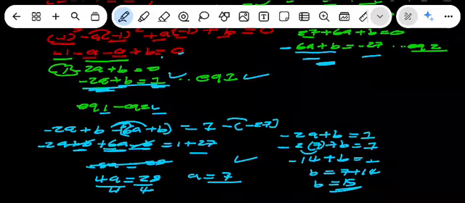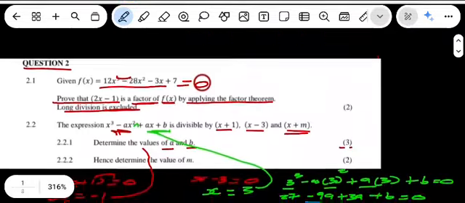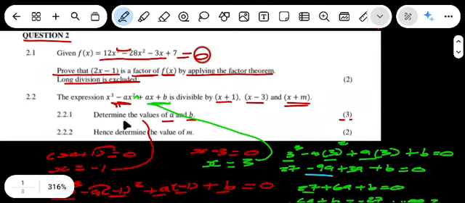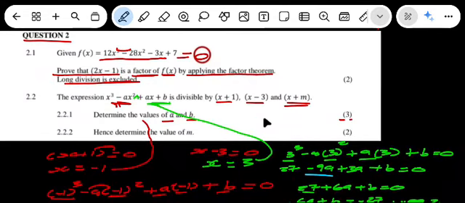We have the value of a and b. They said we should determine this a and b there. This was supposed to be only 2 minutes. Hence determine the value of m. This will simply, it is the easiest. You want the value of m, this guy.